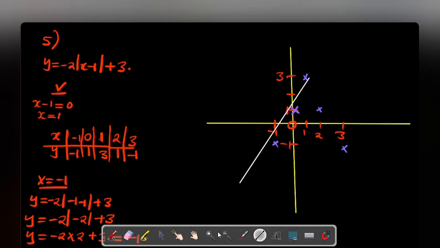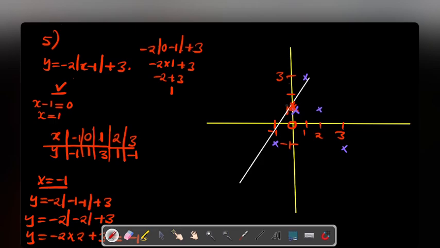So in fact, let me just test and confirm this value. For x equal to 0, let's see what we'll get. I have negative 2 here. So 0 minus 1, then plus what? 3. So negative 2 times 1 plus 3. So here we'll have negative 2 plus 3, getting 1. So it's (0, 1). Okay, that's okay. We have that point.